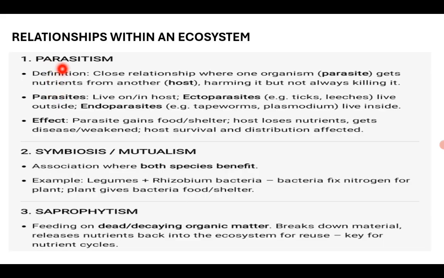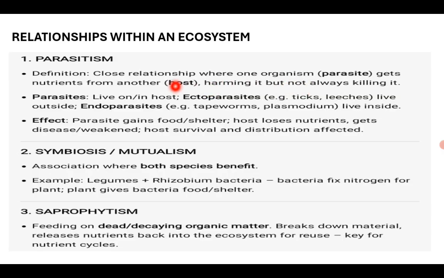The first one is parasitism. I'm sure you've heard about parasites. Parasitism is a close relationship where one organism, which is called a parasite, gets nutrients from another organism, which is called a host. In the process, it harms it, but it doesn't kill. So a parasite simply harms a host, but does not kill the host.